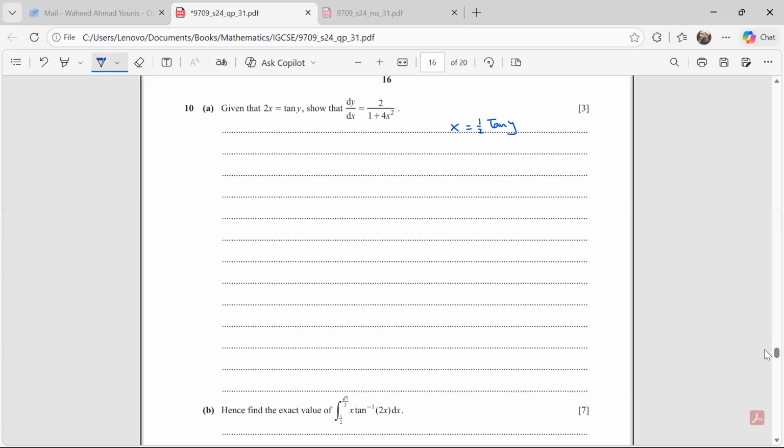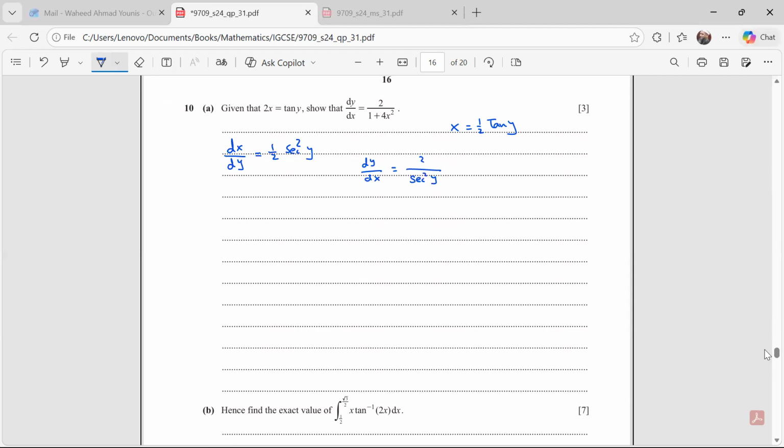So can I do dx by dy? Normally we do dy by dx, but now I'm differentiating x with respect to y. You know that the derivative of tangent x is secant square x, so the derivative of tangent y is secant square y. Easy. Then if I take the reciprocal on both sides, dy by dx is going to be 2 over secant square y.